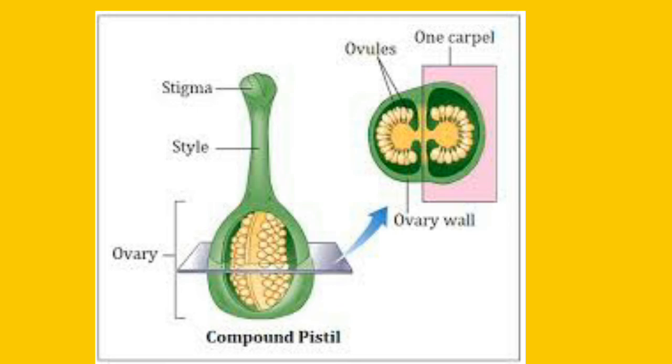Ovary is the base of the carpel, and this ovary contains ovules that contain female reproductive cells. Later, these ovules change into seeds, and that ovary changes into the fruit. This gynoecium is the female part of the flower.